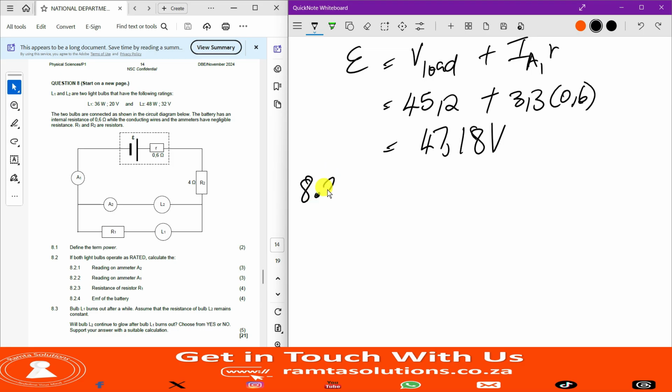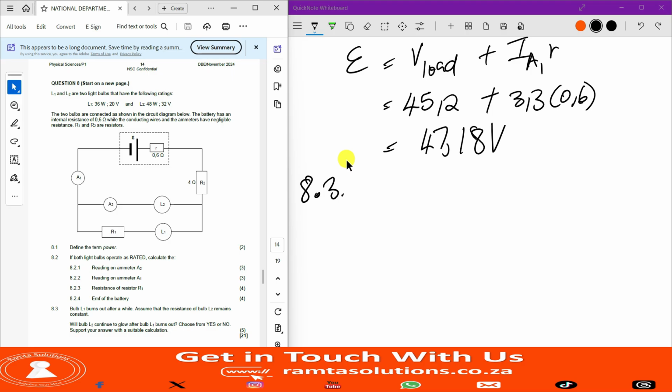8.3. Let's see what it says. 8.3 says bulb L1 burns out after a while. Assume that the resistance of bulb L2 remains constant. Will bulb 2 continue to glow after what?